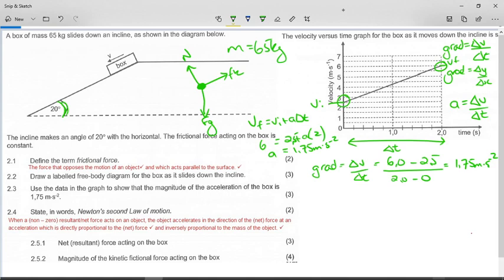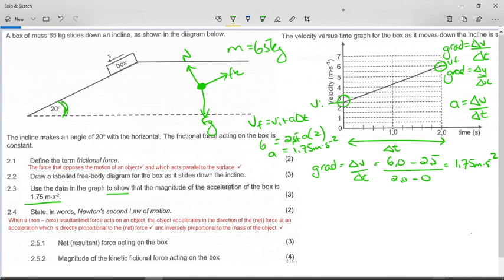Now, even if you couldn't prove it, remember that if you are asked to show something, you are allowed to use this value in your next calculation, whether you can prove it or not. So anytime you are asked to show something, just carry on with your calculations, even if you can't prove something. Then it says, state in words Newton's second law of motion. When a non-zero resultant net force acts on an object, the object accelerates in the direction of the net force at an acceleration which is directly proportional to the net force and inversely proportional to the mass of the object. 2 marks for the 2 halves of this.